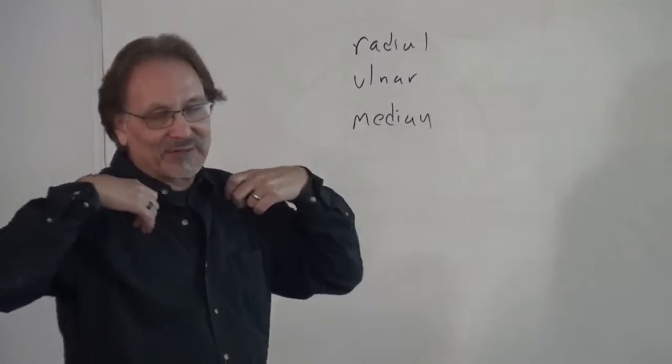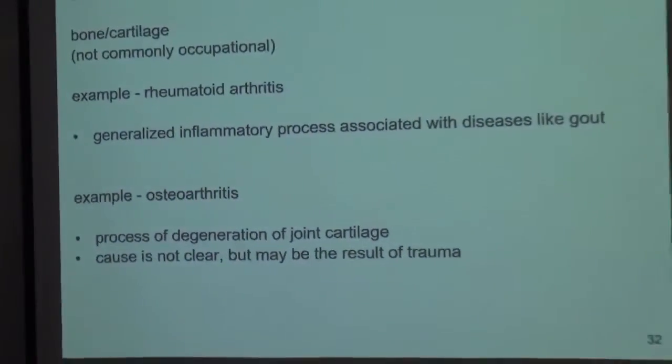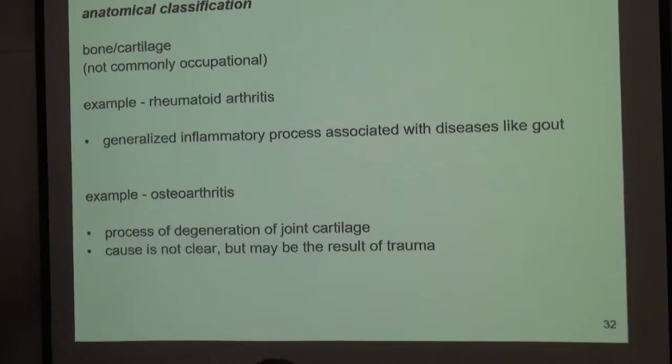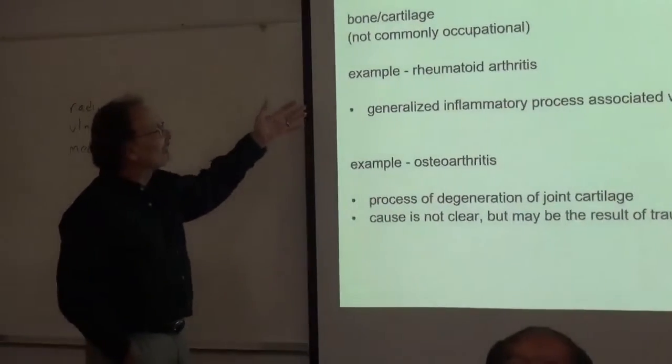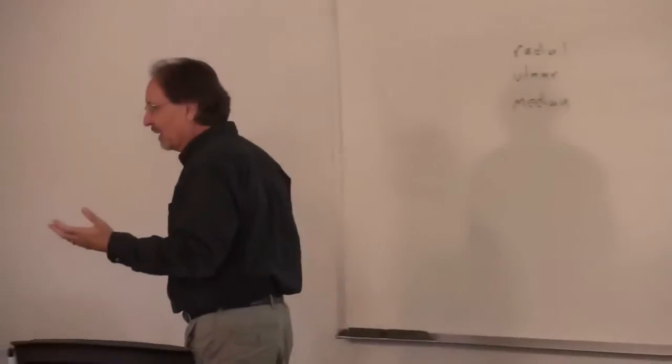Okay? All or some of them. Bone and cartilage, unless you break a bone, is not commonly occupational. It's acute bone breaks. Rheumatoid arthritis is a generalized inflammatory process. Osteoarthritis is usually age-related, and that's associated with joints. But those aren't usually occupational. Rheumatoid arthritis is probably genetic, probably. Osteoarthritis is usually age and use related, but they're commonly not occupational.